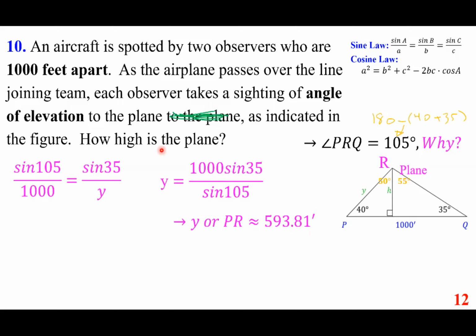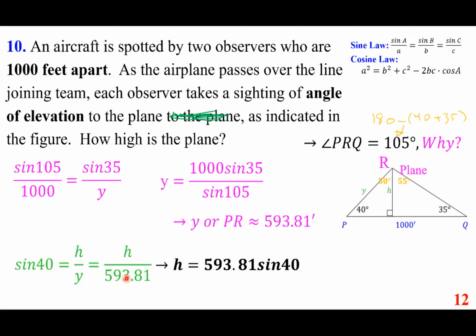How high is the plane? We are interested in this height, everybody. We want the H. So we can use this triangle, this left side, which is a right triangle, and say sine of 40 is the opposite, which is H, over the hypotenuse Y, which we have it now to be this number. And therefore, H is the product of sine of 40 and 593.81. And that's about 381.69 feet.